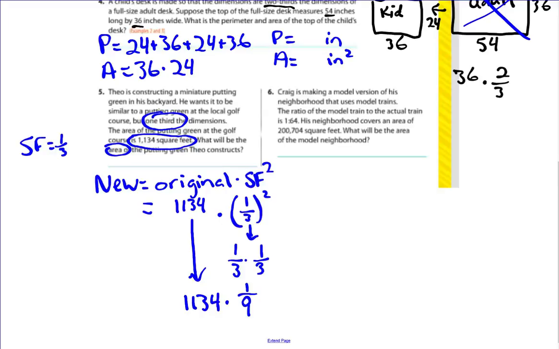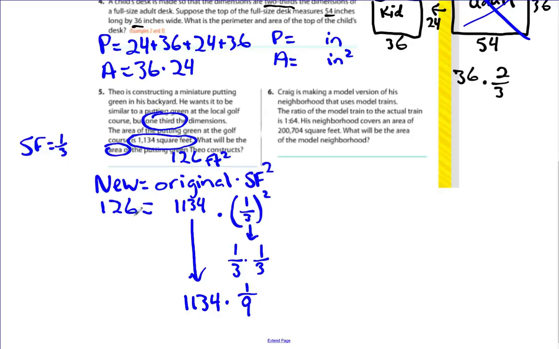So that would look like 1134 times 1. You could do this to follow the same pattern we did here, but anything times 1 is just itself. So a little bit unnecessary, but you can do it if you really want to. And then divided by our denominator. And that gives us 126. So our new area would be 126, and that's square feet. Let's see, 126 feet squared.